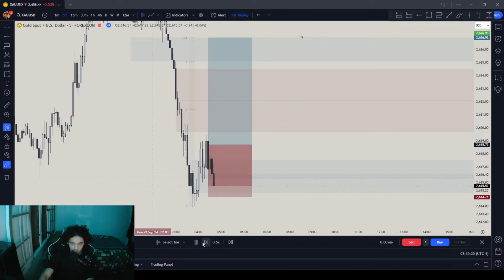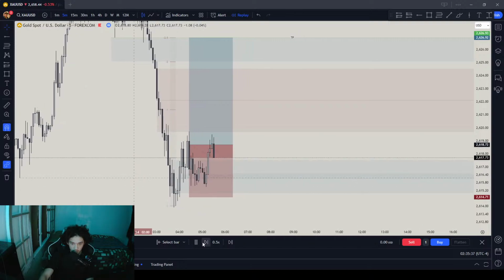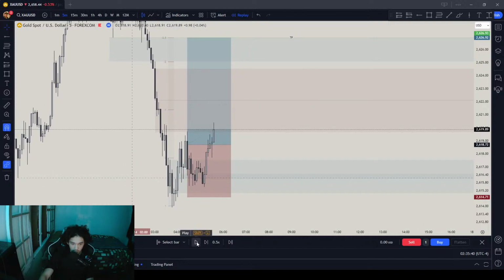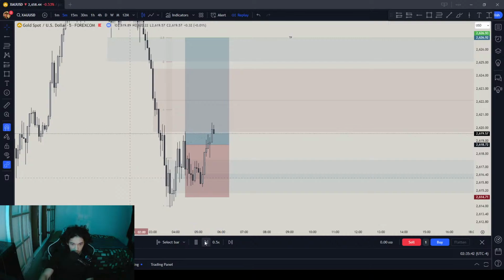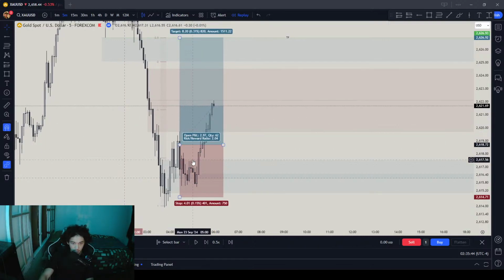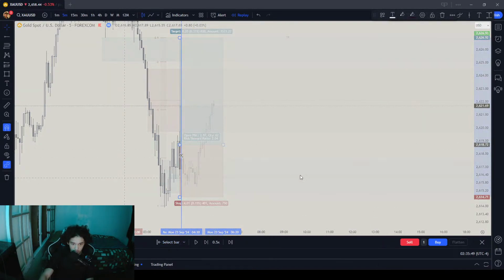I don't want to see this go in my favor. This goes, okay. This go in my favor. Okay, go back to the fair value gap. I see now, so now I'm breaking even. So I have no risk on the table. Now let's go back in time. I actually forgot to buy this.